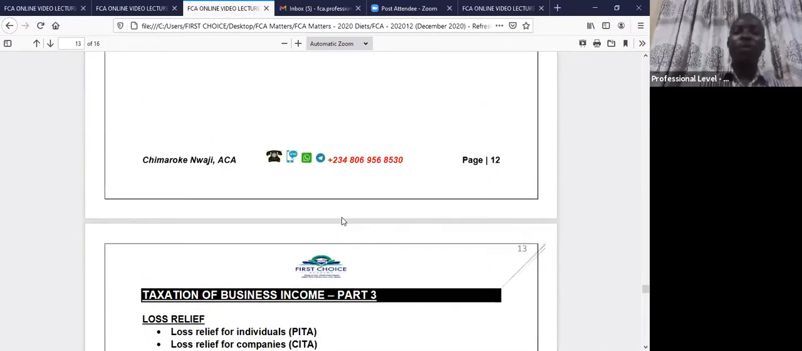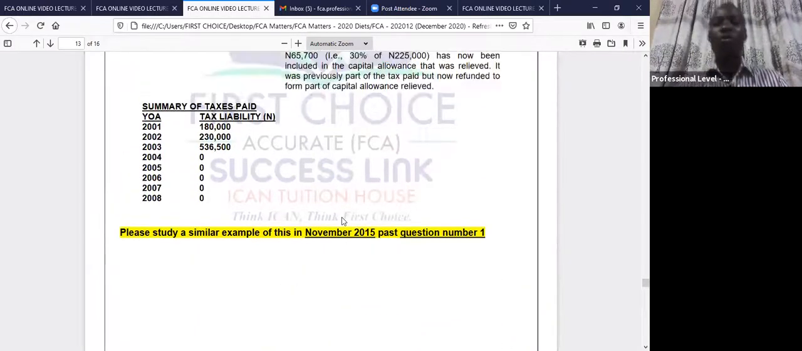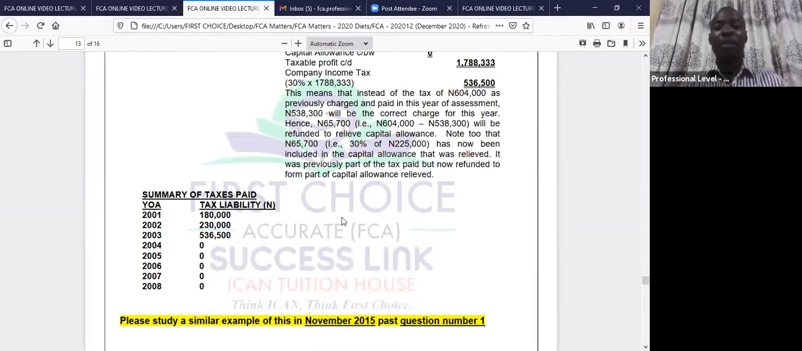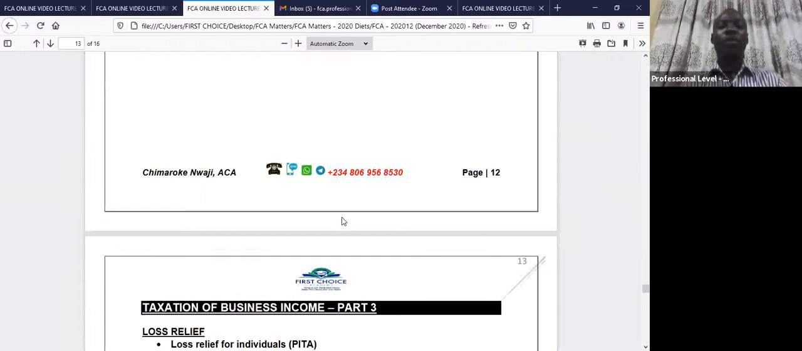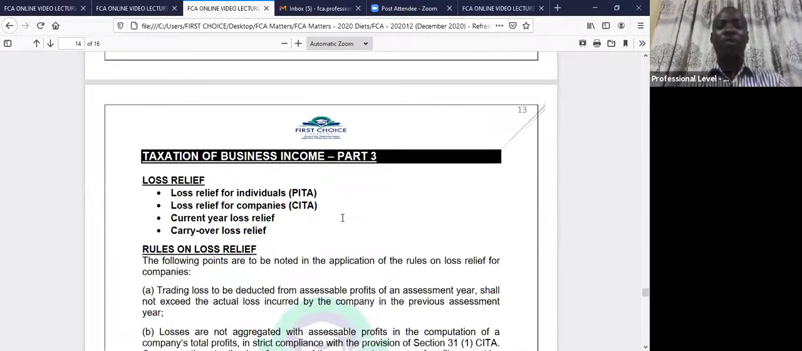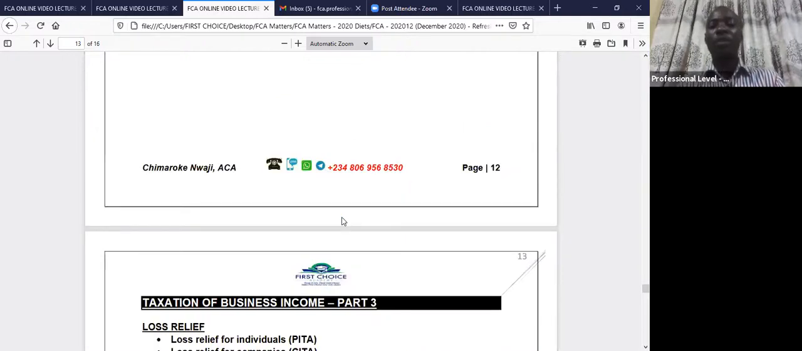So far, so good. We've done part 2 of our business tax. In the next class, we are going to briefly touch part 3, then we enter into something else.